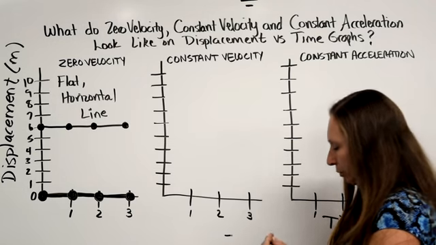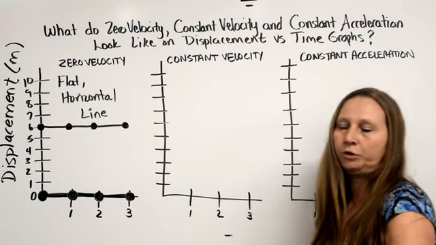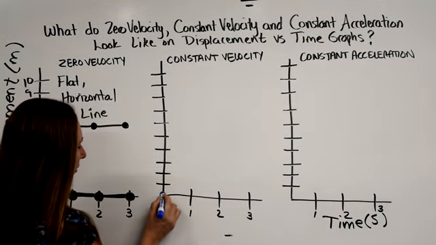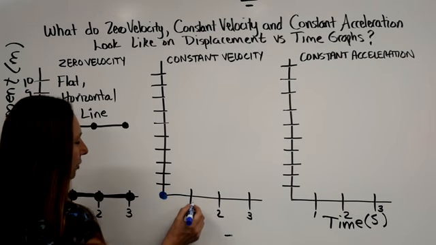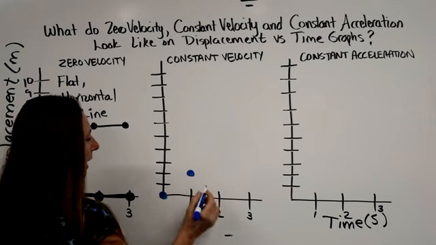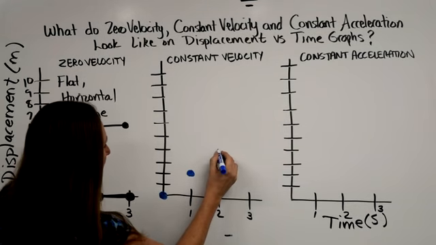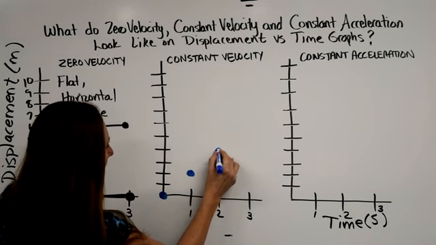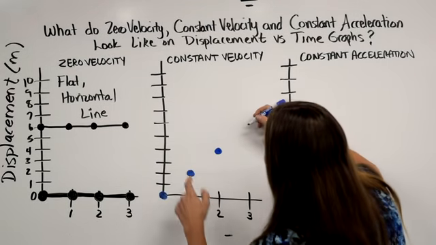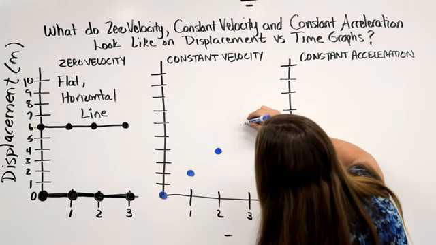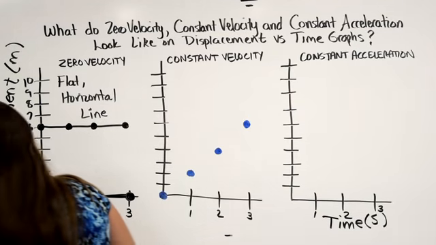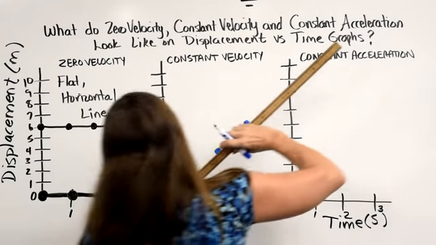We had that person in blue, so let's do that person in blue again. That person started at 0 meters. Then after 1 second, the person was at 2 meters. After 2 seconds, that person was at 4 meters. And after 3 seconds, that person was at 6 meters, right about there. So what we have there is a diagonal.